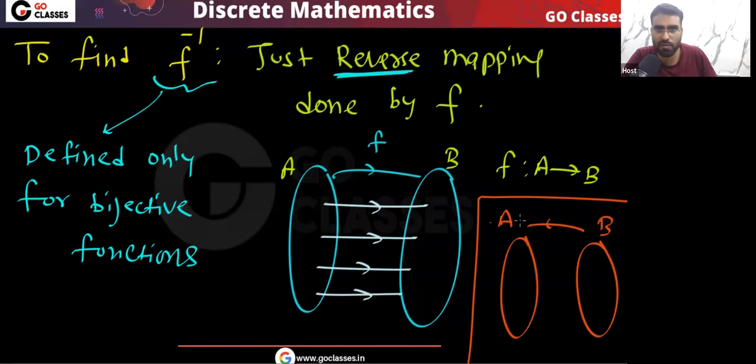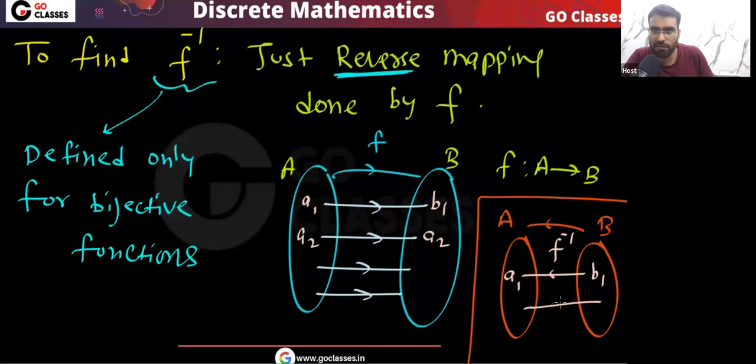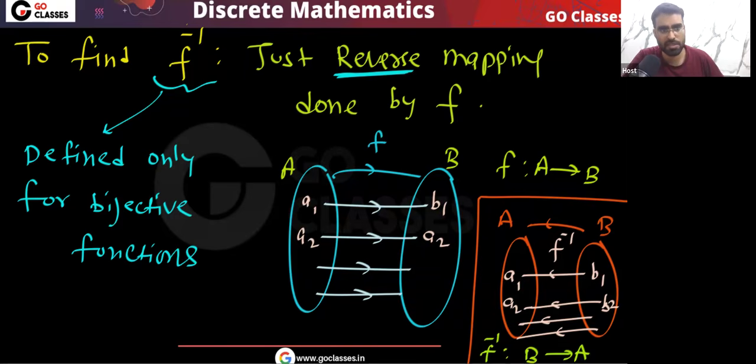This will be your f inverse. For example, if this is a1, this is b1, then in your f inverse, b1 will map to a1. If this is a2, this is b2, then in the f inverse, b2 will map to a2, and so on. Just reverse the mapping, that's it. This f inverse will be from set B to set A.